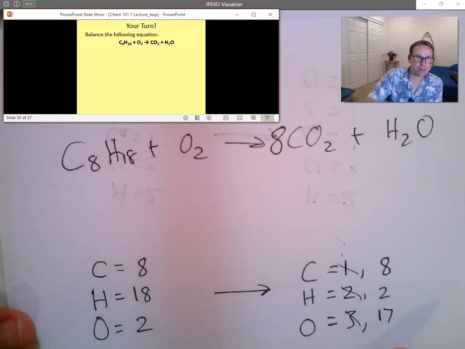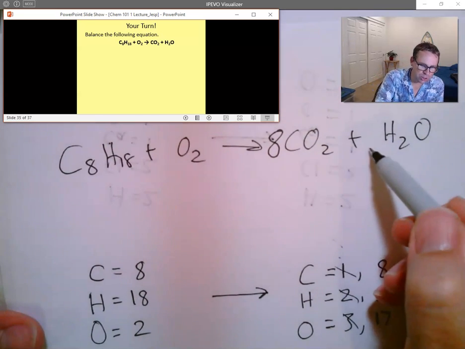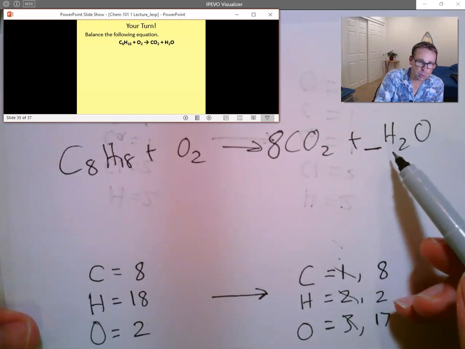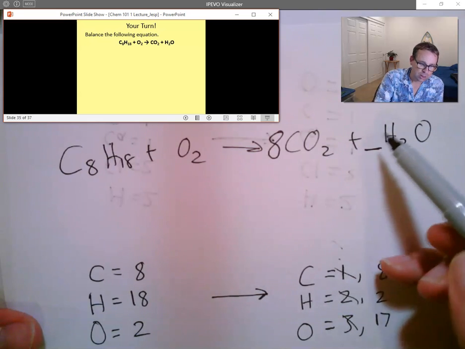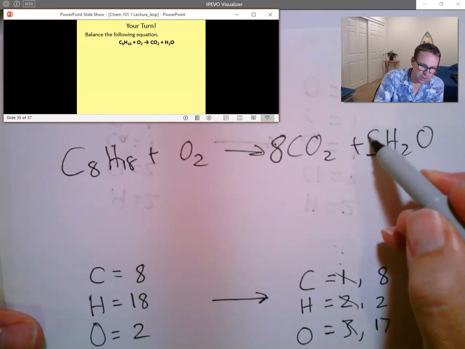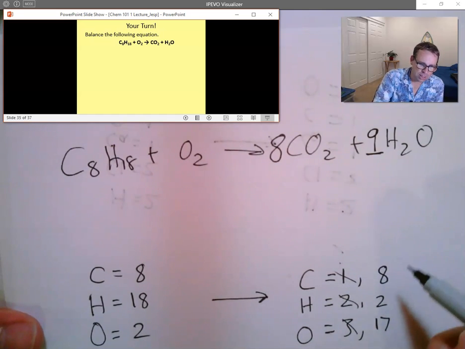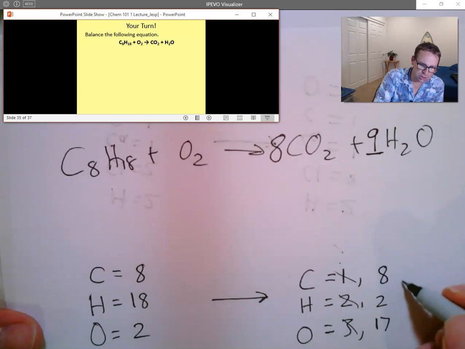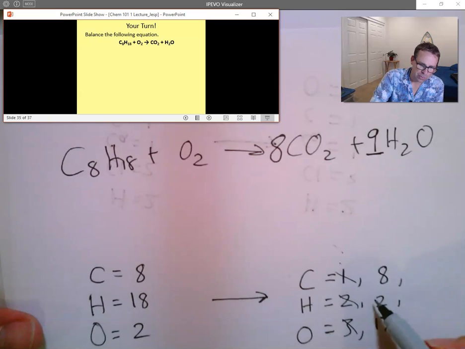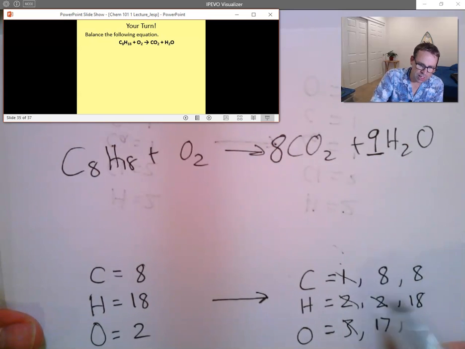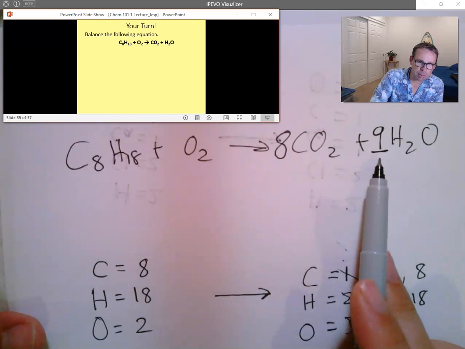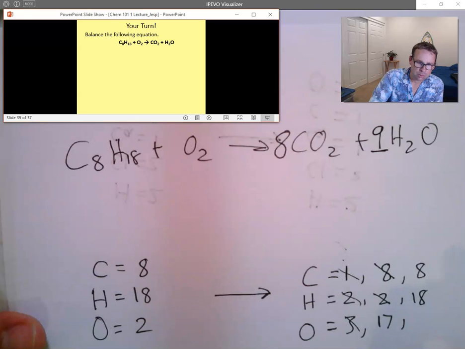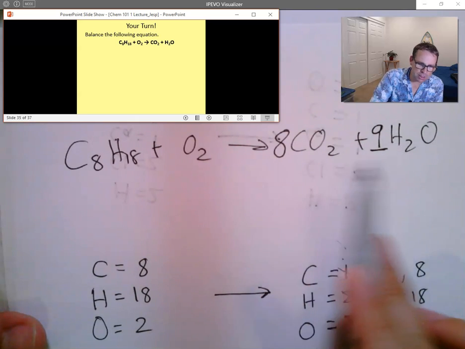So if I want to get more hydrogens and I only can change the coefficient, what number can I put there to get more hydrogens? I need to have 18 and I only have 2 right now. 9. 9, very good. I put a 9 there and now that changes the number of hydrogens. How many hydrogens does that make me have now? 18. Very good. I still have 8 carbons. That didn't change, right? Did I change the number of carbons by putting a 9 there? No.